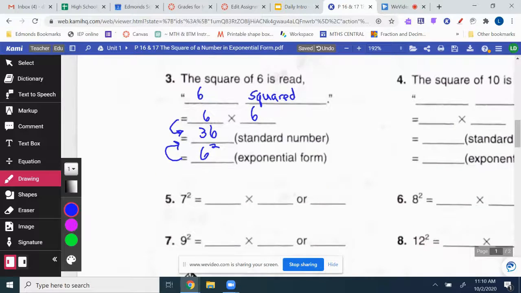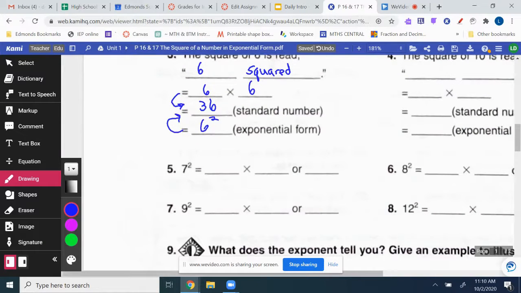Number 5, they're shortening it up. They're getting rid of the standard form. They're having you expand this out. So 7 squared tells me it's 7 times 7. I know that I'm doing 7 because this is my base. And this tells me how many times I have to put it out there, which is 2. So the answer to this is 49. Same with 7. It would be 9 times 9 gives me 81.